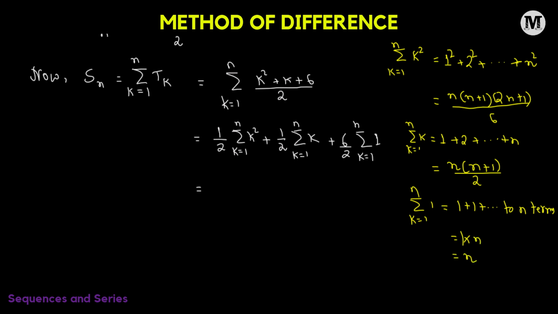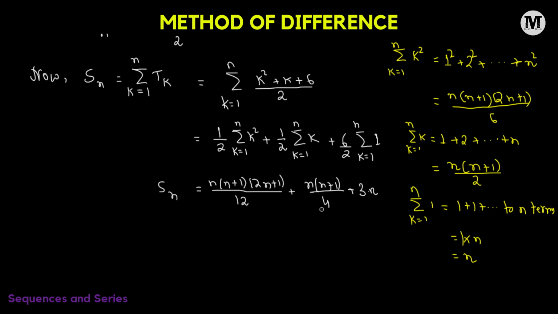So let's use all of these values. So for the first sum, we are going to get n multiplied to (n plus 1) multiplied to (2n plus 1), divided by 6, but we also have to multiply with this half. So that's going to give us 12 in the denominator. Added to n multiplied to (n plus 1) divided by 2. So we are going to multiply it with 1/2 to get 4 in the denominator. Then we have 6 over 2, that's simply 3. So we have 3 times summation of 1, that's going to be n. Okay, now this is going to be our sum.